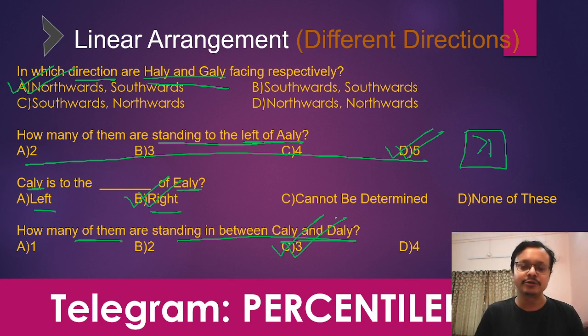Always remember, when you are doing sets on different directions, be alert for which directions they are facing in. Also, utilizing the clues to your advantage would be very, very useful in a lot of these sets. For example, at the starting itself, you identified that Gali is facing southwards. So you could have at least eliminated 2 options in the set.